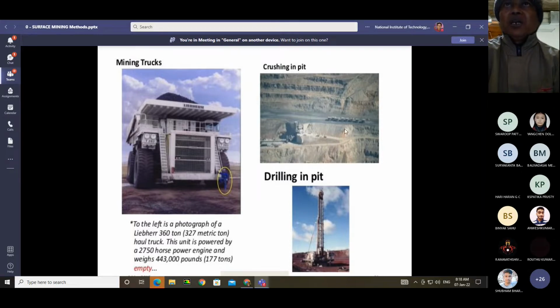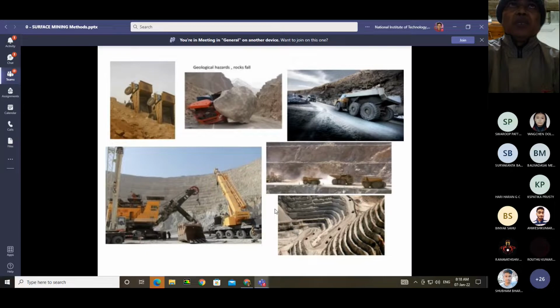And this is the in-pit crushing unit. After the material is mined, it is crushed here in the pit itself. So this is the in-pit crushing plant, and this is the drill machine drilling in the pit. And while doing open pit mining, sometimes the trucks, the dumpers, overturn and meet accidents.